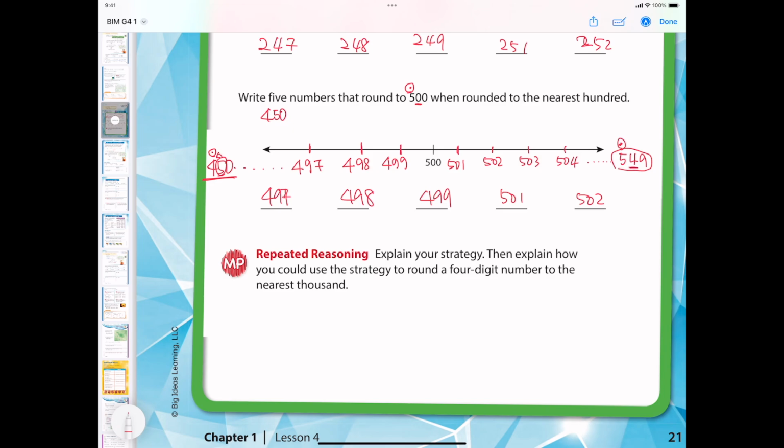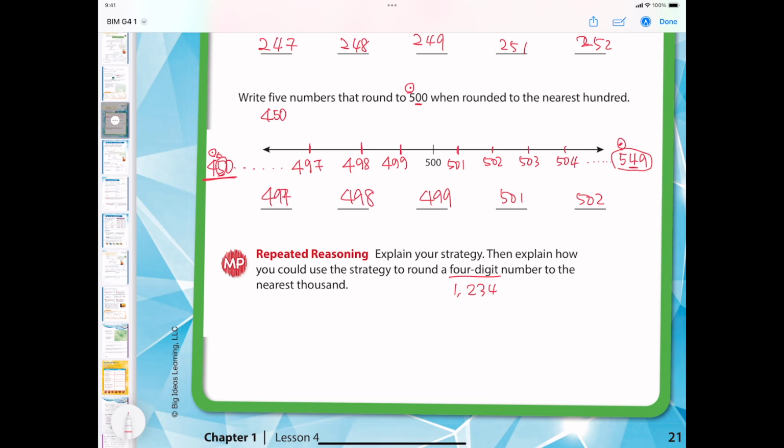All right, explain your strategy, then explain how you could use the strategy to round a four-digit number to the nearest thousand. I'm going to leave that to you and we can explain together. But I want you to know there is a target number. When you target the nearest 100 or 1,000, a four-digit number, let's say 1234, that's the thousands place.